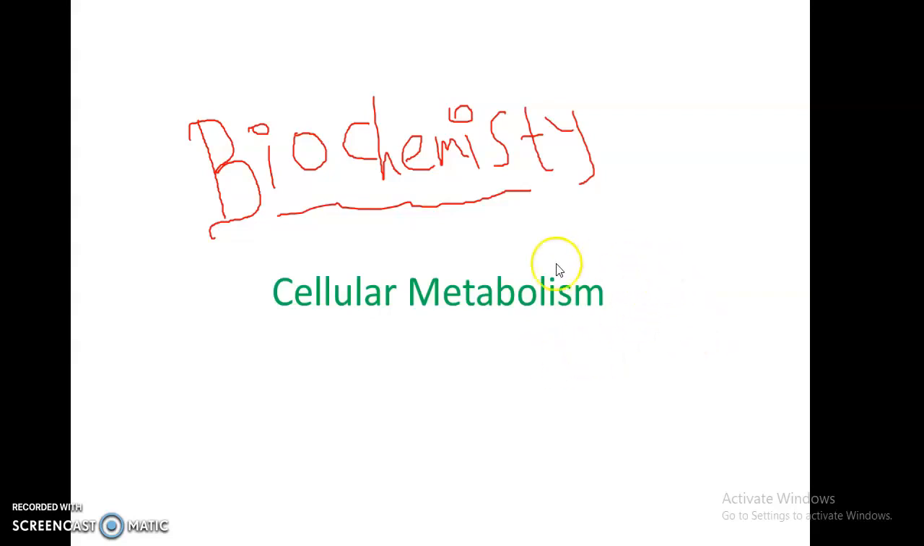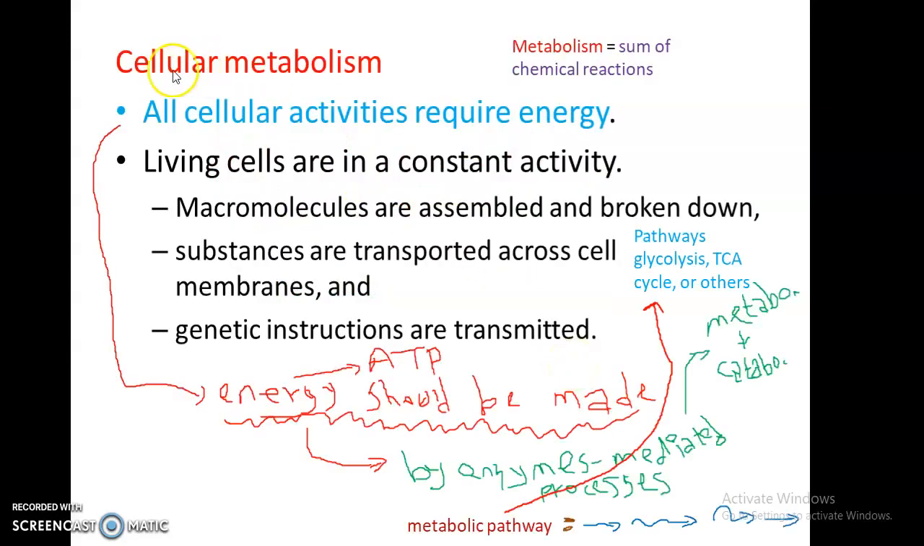Today I am going to discuss cellular metabolism. Metabolism is biochemistry. What is biochemistry? It is the chemistry within living organisms. When we say cellular metabolism, metabolism is the sum of chemical reactions. All cellular activities require energy, therefore energy should be made by enzyme-mediated processes, that is metabolism, specifically catabolism, which is the process to make ATP. When you say energy, it is ATP.